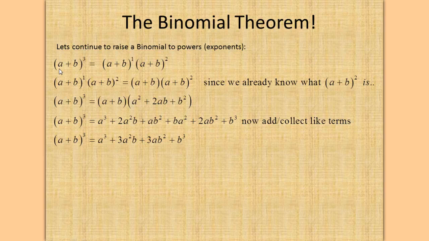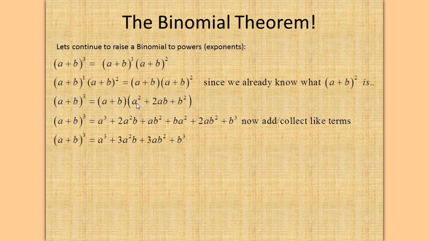Let's take (a+b) raised to the power of 3. Well, we have (a+b) to the power of 1 times (a+b) squared, and that's (a+b) cubed, because when you multiply like terms, you add the exponents. Since we already know what (a+b) squared is, we can just multiply by (a+b) one more time, because we just did (a+b) squared in the previous video, the previous slide.